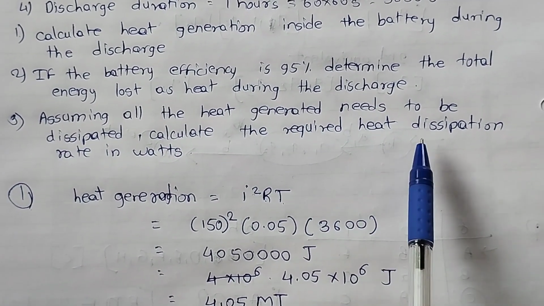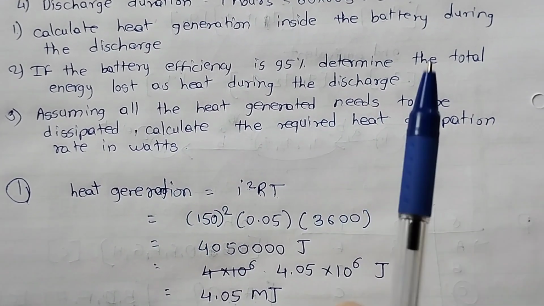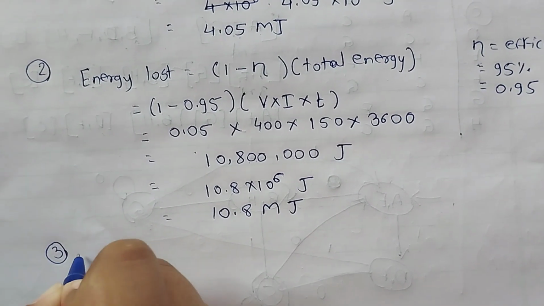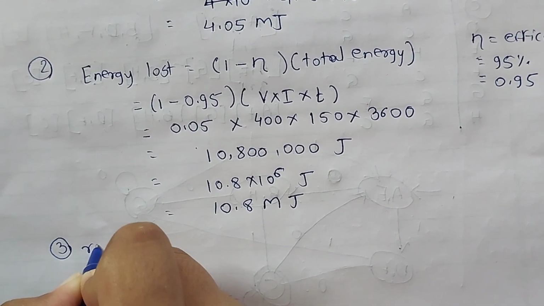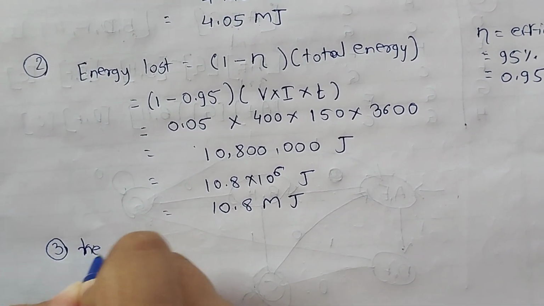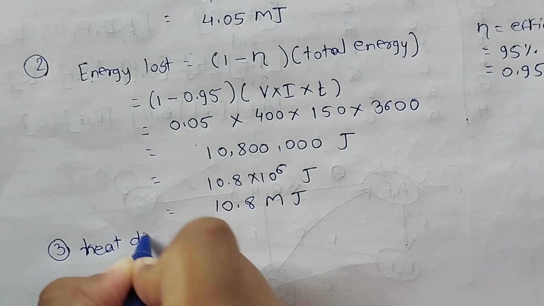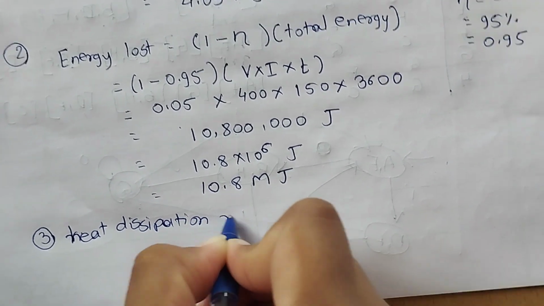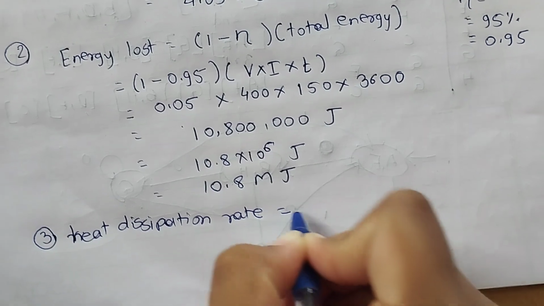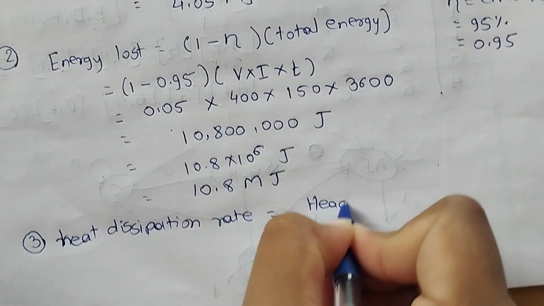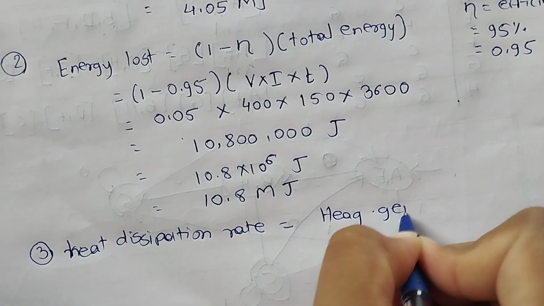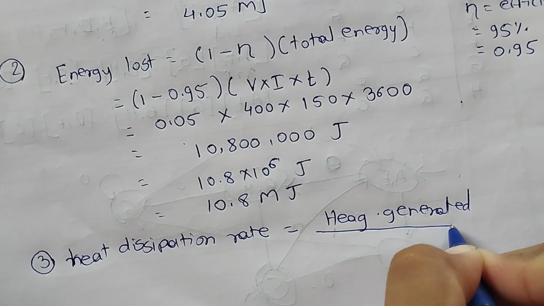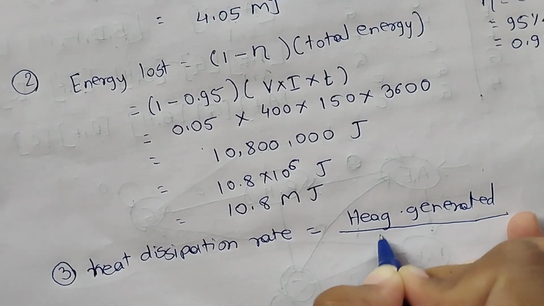Now the third sub-question is: assuming all the heat generated needs to be dissipated, calculate the required heat dissipation rate in watts. So let's calculate. The formula for heat dissipation rate is equal to heat generated divided by time.